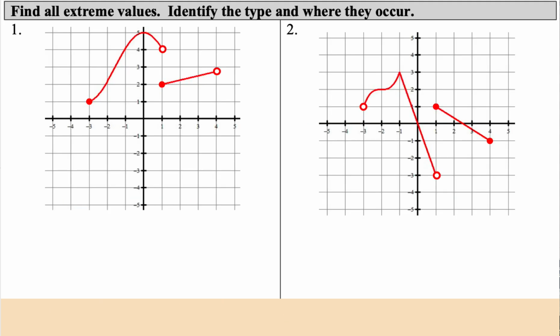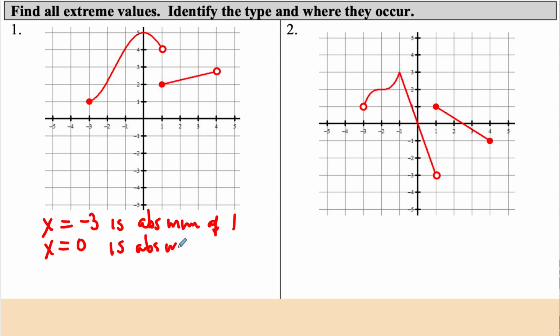All right, I'm going to do problem 1 and then you will do problem 2. So let's start from the beginning right here at x equal to -3. It's an endpoint, so we need to say something about it. It's an absolute min of 1. So here's the x value, here's the y value. Another place we ought to look is right up here at x equal to 0, an absolute max, and its y value is 5.